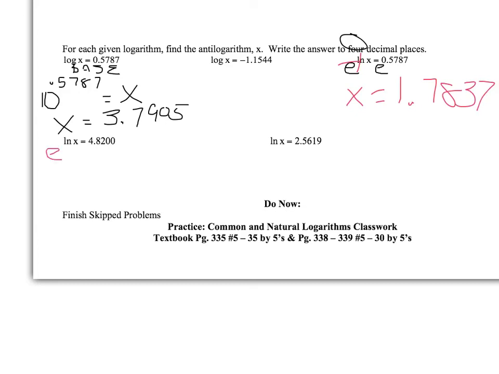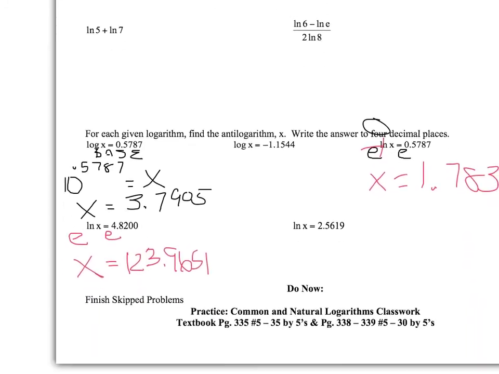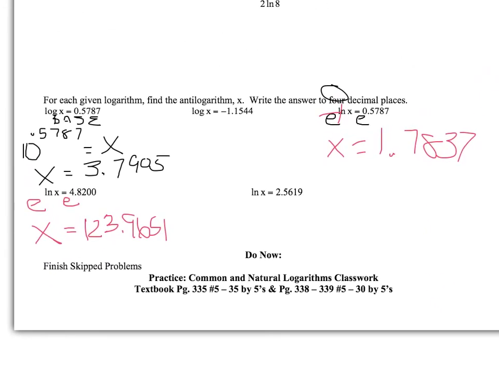Let's try the next one here. We'll do e to both sides. You'll get x equals, and e to that power is 123.9651. I'm going to leave that last ln one for you to practice. So at this point for the do now, you can do the problems that I have skipped. It should not take you too long.